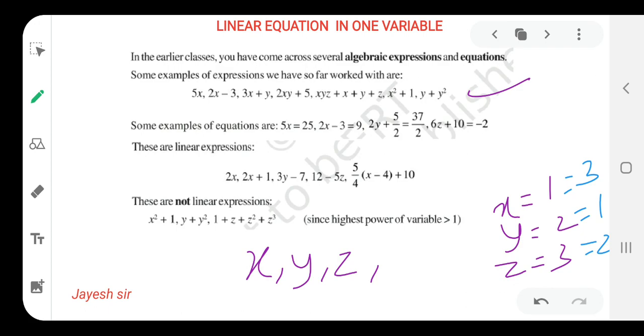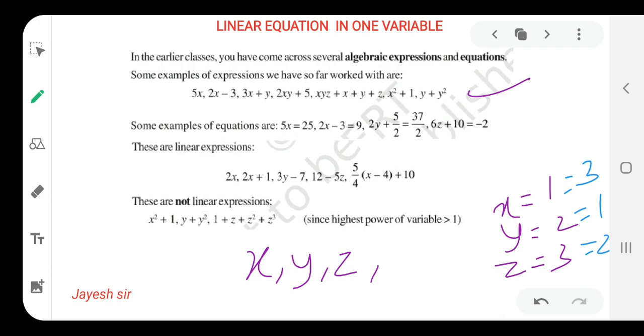Variable means the value of the number or the alphabetical number keeps on changing as per our convenience. We are changing it. That's called linear variable in one equation.